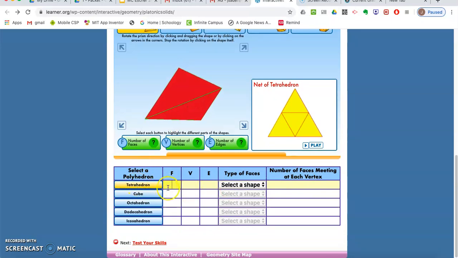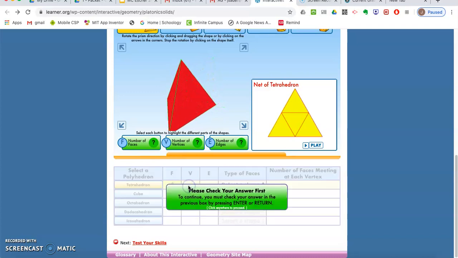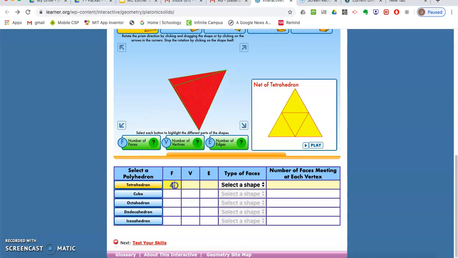So for the tetrahedron, when I look at the net, I count 1, 2, 3, 4 faces. So you type 4. Now, what I usually do on this is I try to click on the next one. It's going to say, please check your answer first. You have to have your cursor in the space and press enter. If it jumps over to the next one, that means you get the right answer.